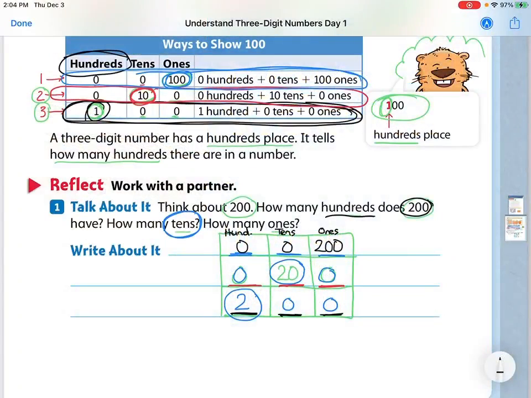Okay, I hope you filled out the chart and that you knew that for the number 200, we would have 200 ones, and we would have 0 hundreds, 0 tens.